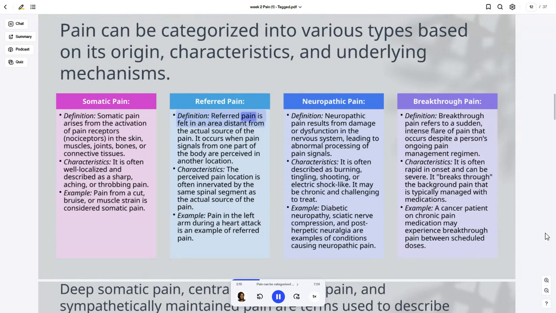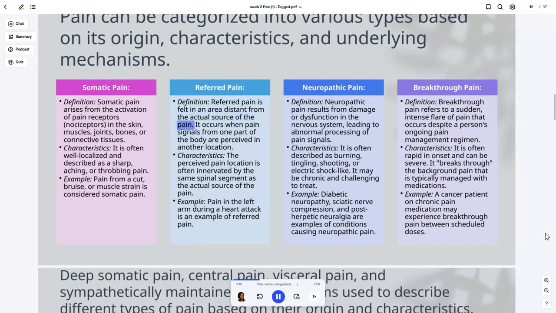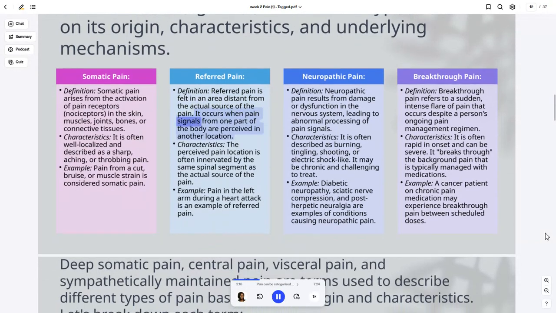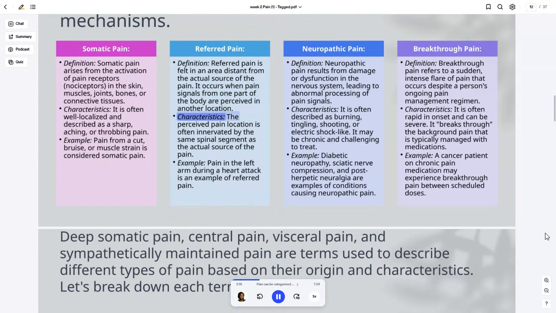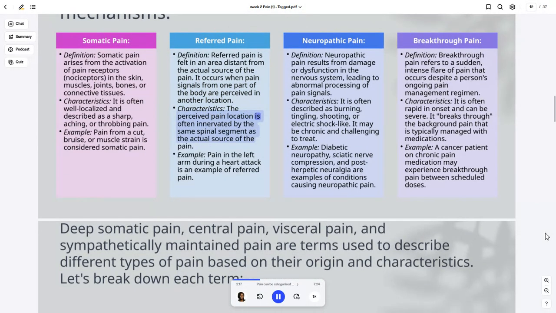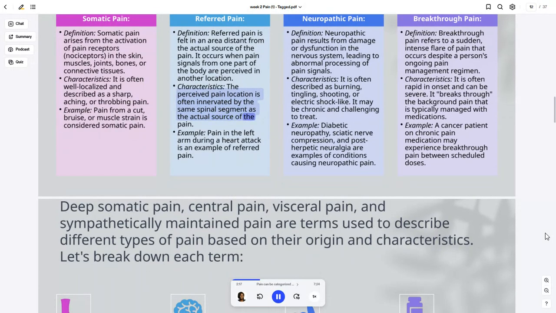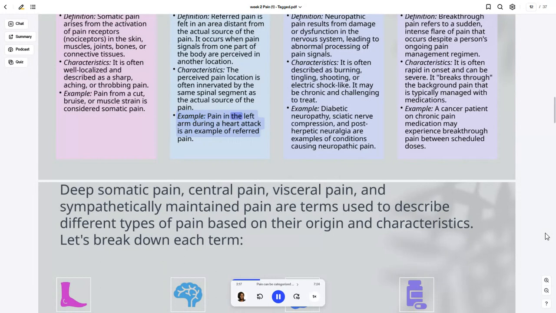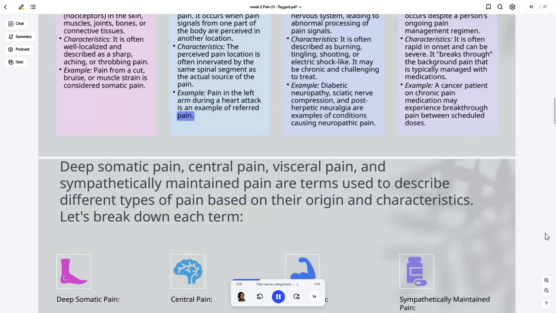Definition: referred pain is felt in an area distant from the actual source of the pain. It occurs when pain signals from one part of the body are perceived in another location. Characteristics: the perceived pain location is often innervated by the same spinal segment as the actual source of the pain. Example: pain in the left arm during a heart attack is an example of referred pain.